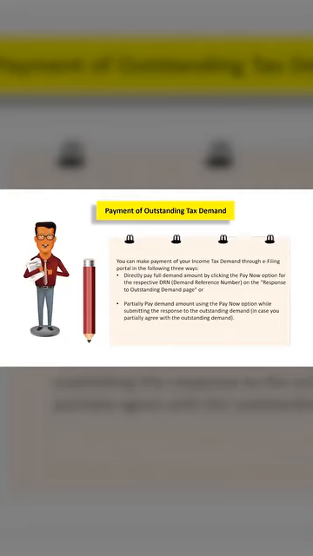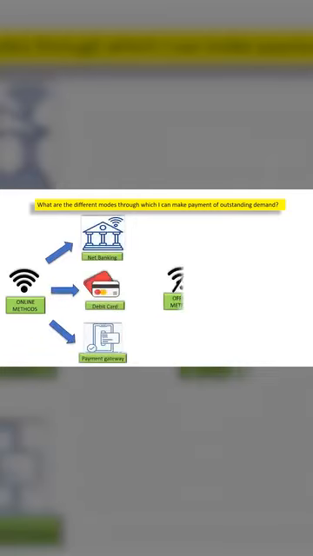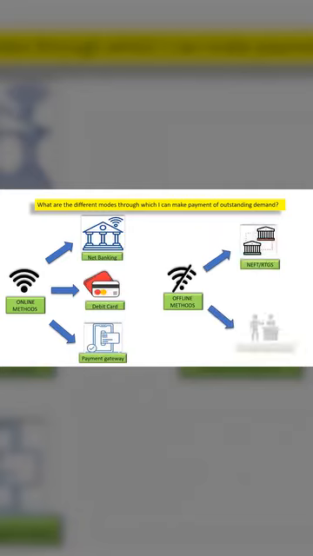Alternatively, we will also discuss how we can use the ePay Tax functionality for the purpose of making the payment of outstanding tax demand. The demand can be paid either through online methods like net banking, debit card or payment gateway, or through offline methods like NEFT, RTGS or pay over the counter.